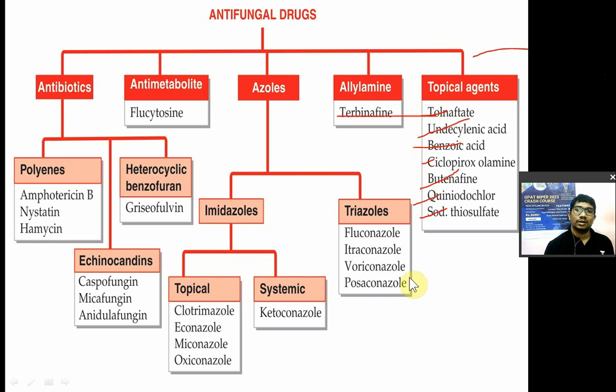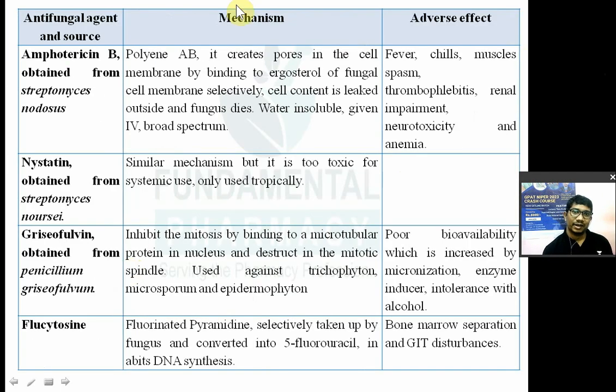So you can remember these drugs easily. Now we'll see the next part: antifungal agents, their mechanism and adverse effects in a very short way. Remember, this was a question. Amphotericin B is a polyene antibiotic obtained from Streptomyces nodosus. Remember, याद रखो उसको, Streptomyces nodosus. So it is a polyene antibiotic which creates pores in the fungal cell membrane.